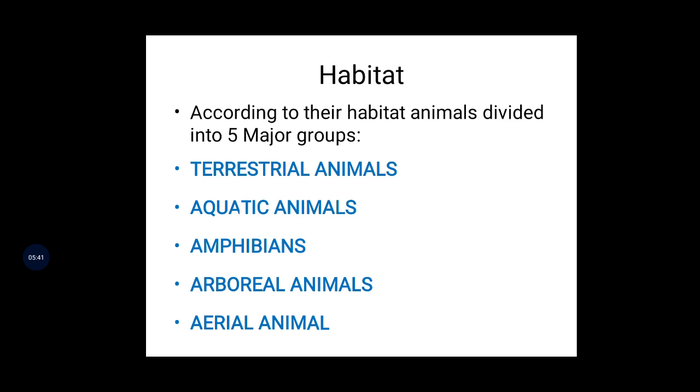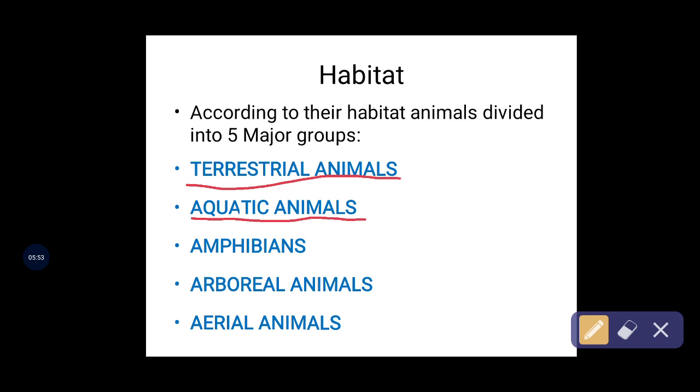Okay children? Understood, all of you? Aerial animals. See, these are the five categories: terrestrial animals, aquatic animals, amphibians, arboreal animals and aerial animals. So these are the five categories of animals.